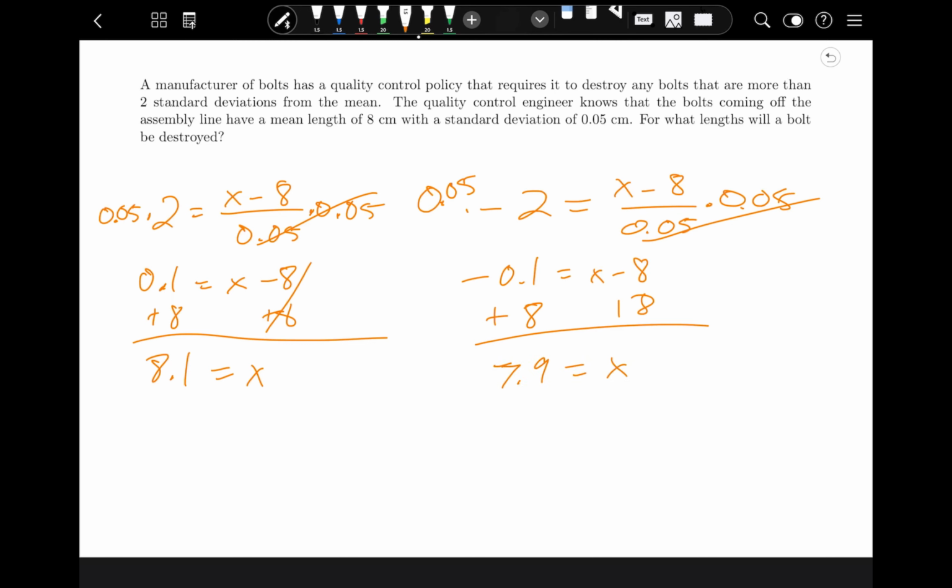7.9. So anything greater than 8.1 or less than 7.9 would get destroyed. So that's the idea behind z-scores. And z-scores are something we're going to use quite a bit in the later chapters of this book because they are used for position and for standardizing things so that we are all talking about the same things. So we'll look more at that later in the course.